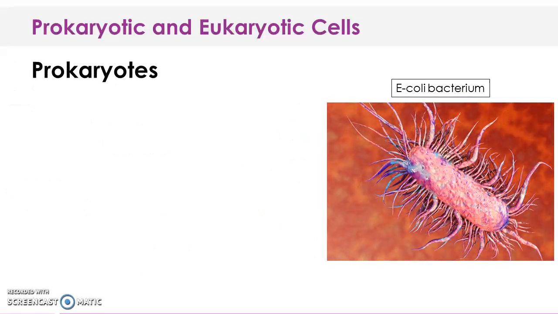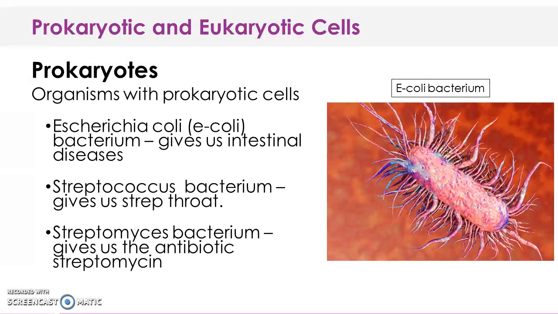Now, looking at some different types of organisms that would be classified under these two types of cells, as we mentioned earlier, prokaryotes are going to be your bacteria, typically. So here are just three examples of bacteria. E. coli, one that's very familiar to many of us. It is the type of bacteria that gives us intestinal diseases. And then we have Streptococcus bacterium, otherwise known as strep throat. That's what gives us strep throat. And then there's also Streptomyces bacterium, which gives us the antibiotic streptomycin.